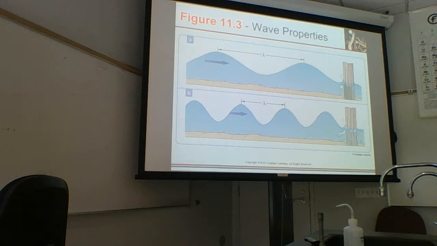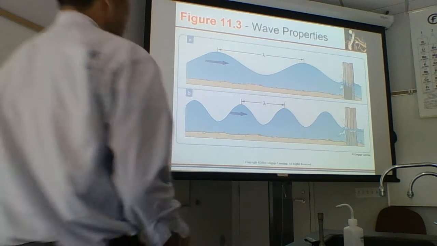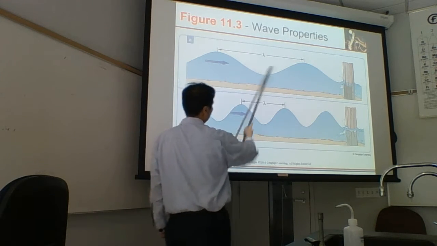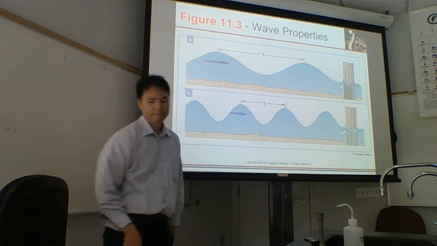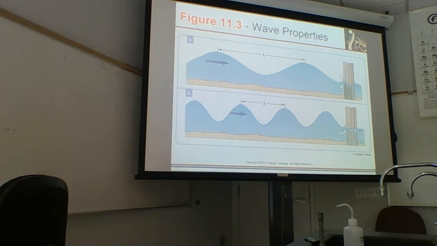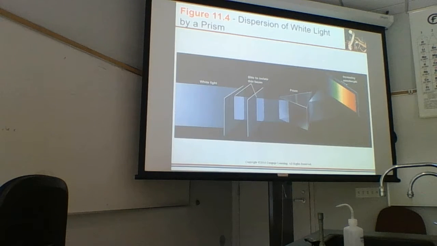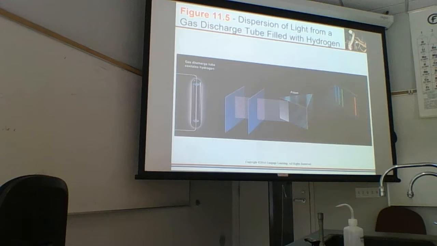Here's an illustration of wavelength: long wavelength, short wavelength. That's a water wave, but electromagnetic radiation is not like a water wave. Here's white light giving the continuous rainbow. This would be a spectrometer. Here's the hydrogen lamp. The hydrogen lamp does not give a continuous rainbow. It gives a line spectrum.